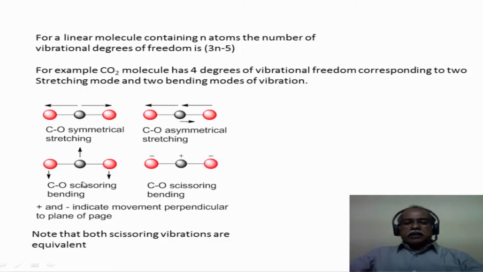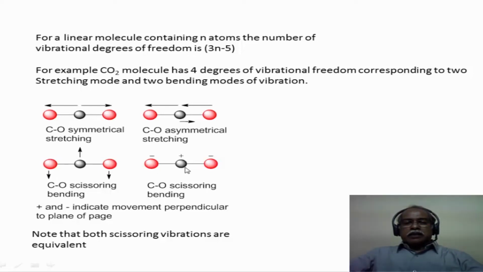Now, there are 2 scissoring or bending modes of vibration in the carbon dioxide. If we consider on the plane the bending of these 2 oxygens, making a nonlinear geometry in the process, with the simultaneous motion of the carbon upwards and the 2 oxygens downwards, this will be one particular scissoring or bending mode of vibration. If you consider this is within the plane of the paper.